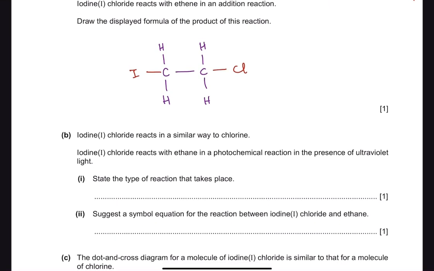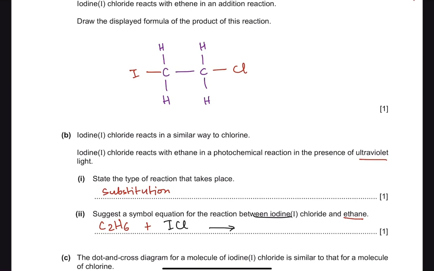Iodine 1 chloride reacts in a similar way to chlorine. Iodine 1 chloride reacts with ethane in a photochemical reaction in the presence of ultraviolet light. If it's UV light, you know the name of the reaction. The reaction is none other than the substitution reaction. Suggest a simple equation for the reaction between iodine 1 chloride and ethane. Ethane is C2H6 based on the general formula. Iodine 1 chloride is ICl. You know what happens in substitution? You remove one hydrogen, you add one chlorine.